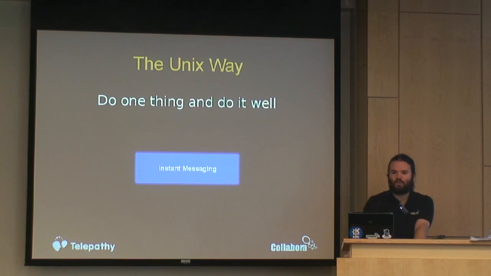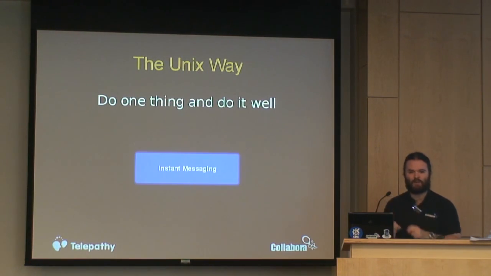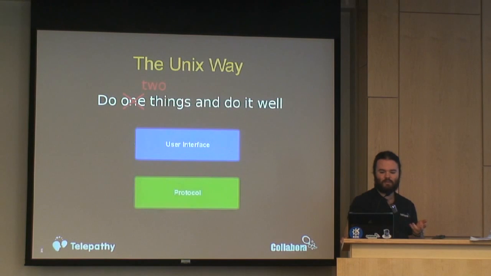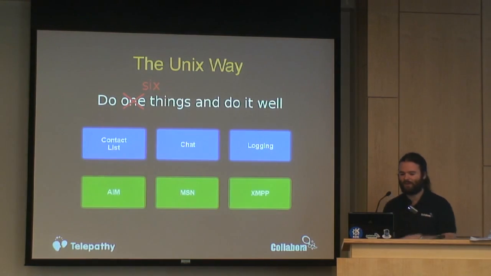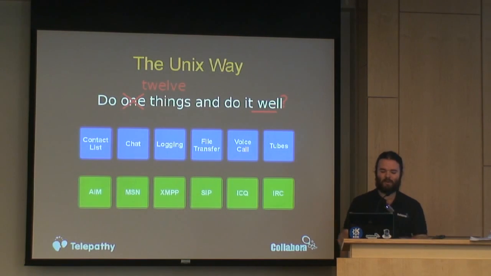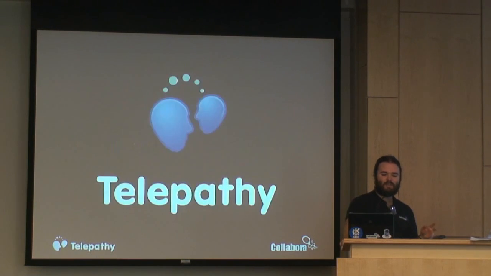So I think most of us have heard of the Unix way: do one thing, do it well. The idea is that each application will do its one thing. So, I'm going to write an instant messaging application. That's one thing, right? But actually, you have to do the interface and then the protocols, so that's 6 things. You have to do all the different protocols. The UI is pretty complicated. There are all these different things going on. Do 12 things to do it well, with all the features you need. So what's the solution? Telepathy.